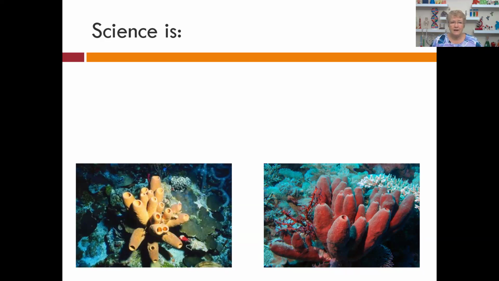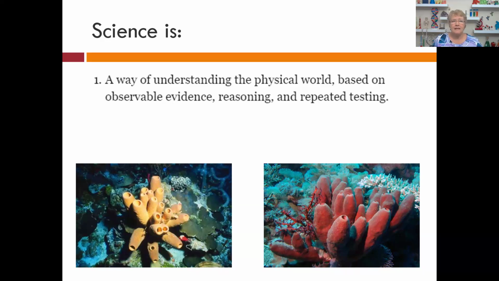All right, here's the dictionary definition of science. It is a way of understanding the physical world based on observable evidence, reasoning, and repeated testing. So let's break that all down. A way of understanding the physical world. So we're talking about things that are matter or energy. Basically, they're made of matter, they have mass and take up space, or they're made of energy. We don't use science to study things like hopes and dreams and happiness and anger, consciousness, things that are not part of the physical world.